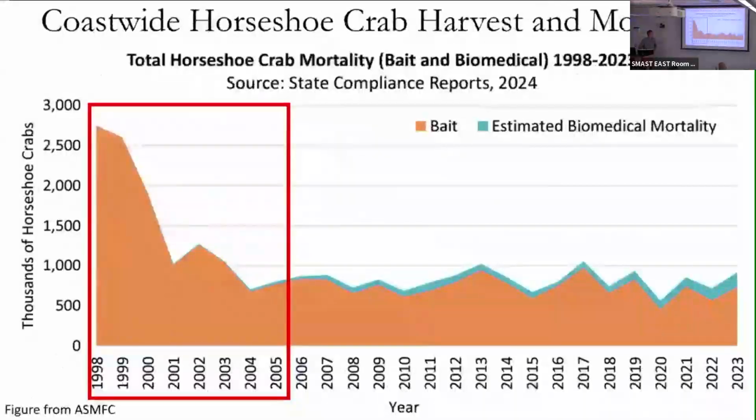So this is comparing bait to biomedical mortality. The area in orange here is bait mortality. All those crabs die because they're going to be in a pot. Biomedical estimated mortality is there on top in that blue. You can see the range there. That area in the box there is an area we have a little bit less confidence in the data, because all we have at that point in time is harvester data. We don't have dealer data. From that 2006 period on, we have both, so we can compare the two. So a bit more confidence in that data there.